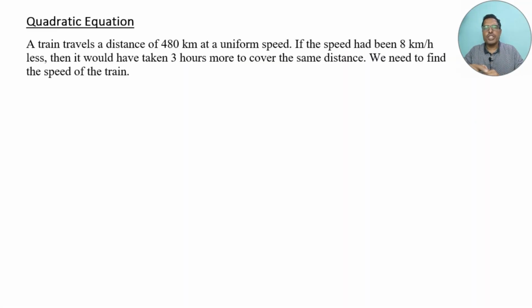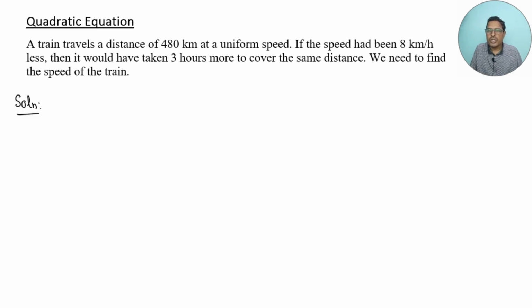The question is, a train travels a distance of 480 km at a uniform speed. If the speed had been 8 km per hour less, then it would have taken 3 hours more to cover the same distance. We need to find the speed of the train. So let us try to express this statement in the form of a quadratic equation.